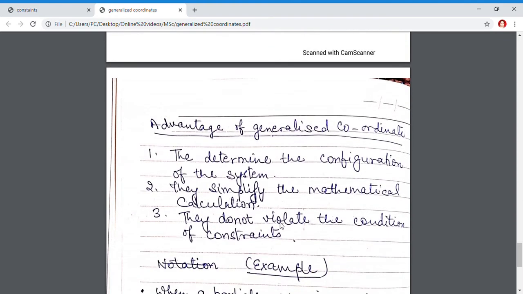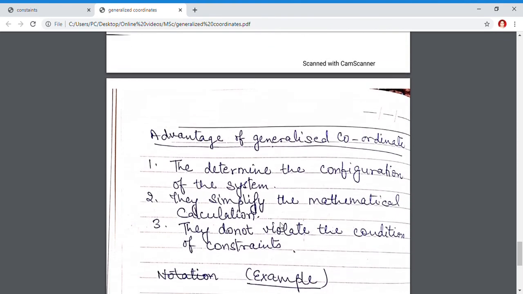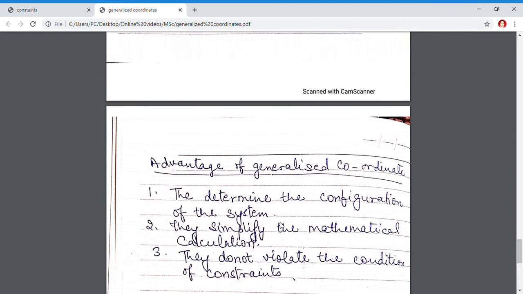The advantage of these generalized coordinates is that they specify the configuration of the system and they simplify our mathematical calculation. And they also do not violate the condition of constraints.